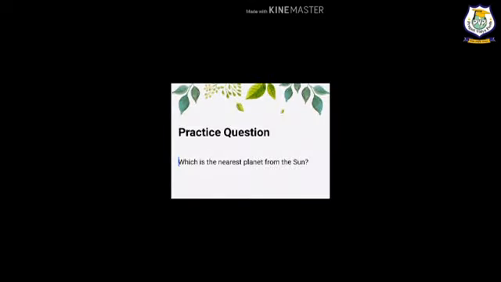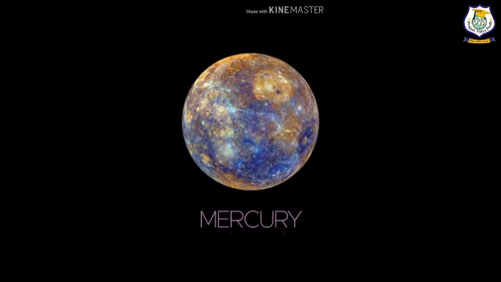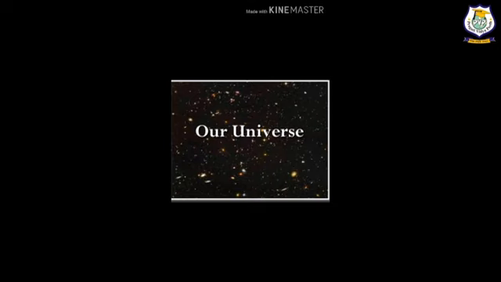And the last question is, which is the nearest planet from the sun? Correct, students, that is Mercury. That's all about the first chapter, that is our universe.